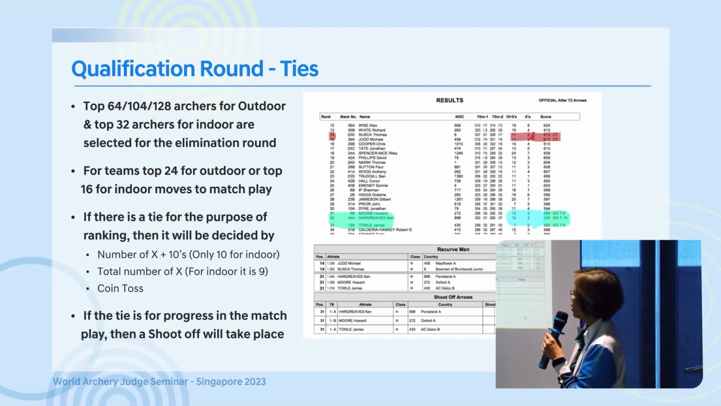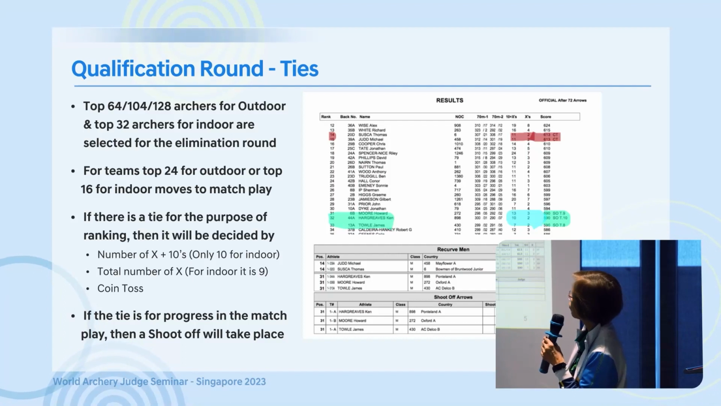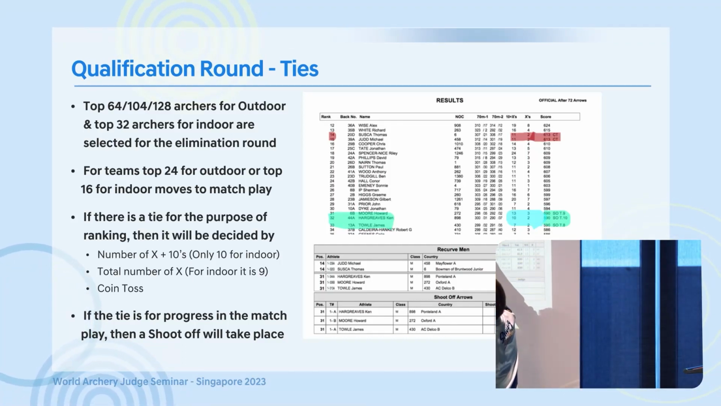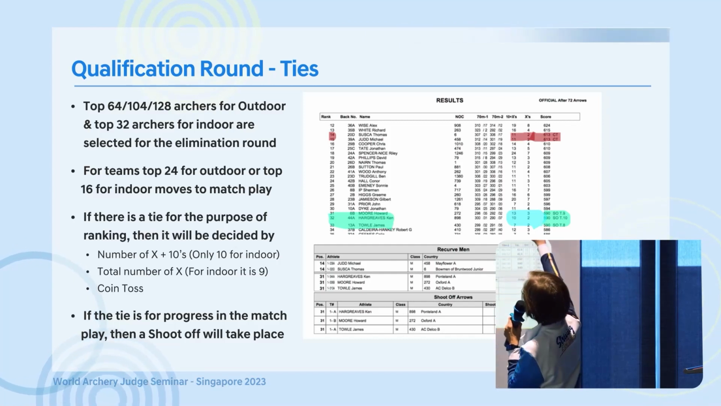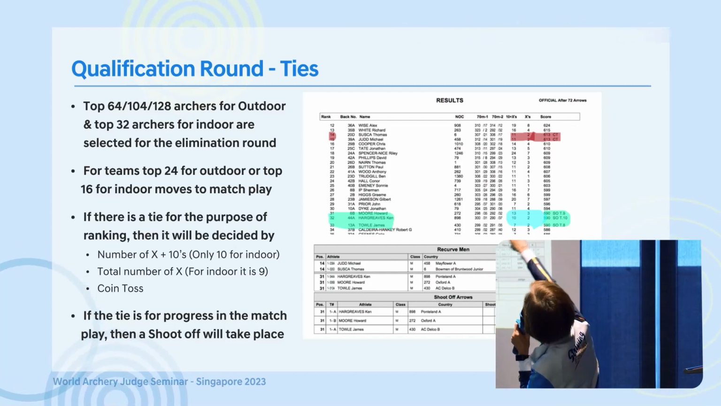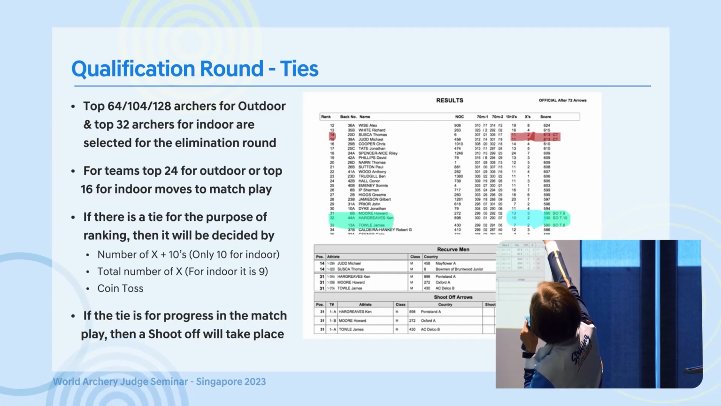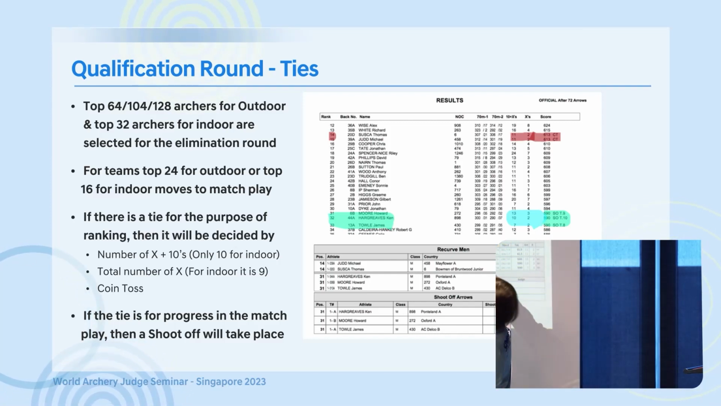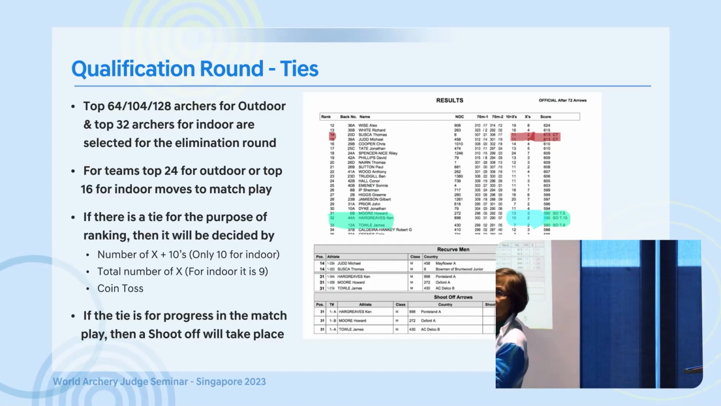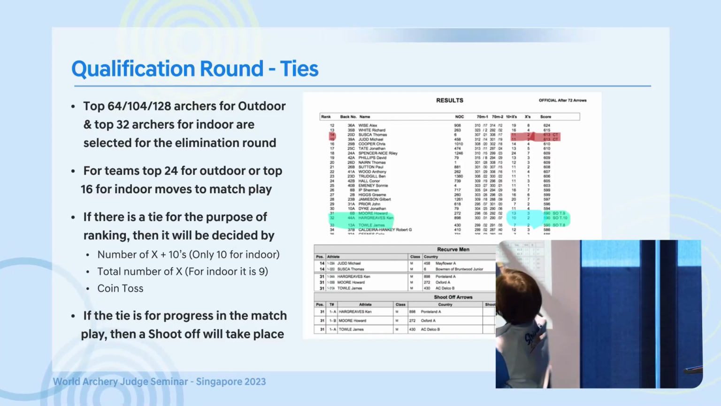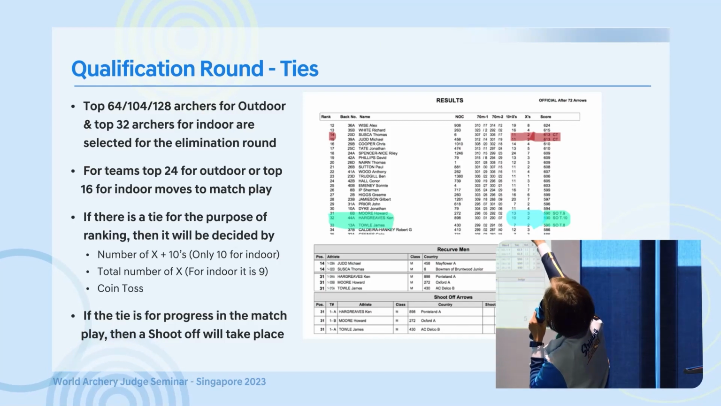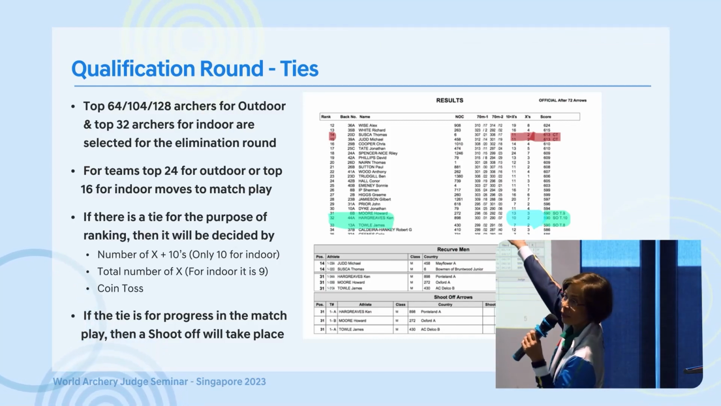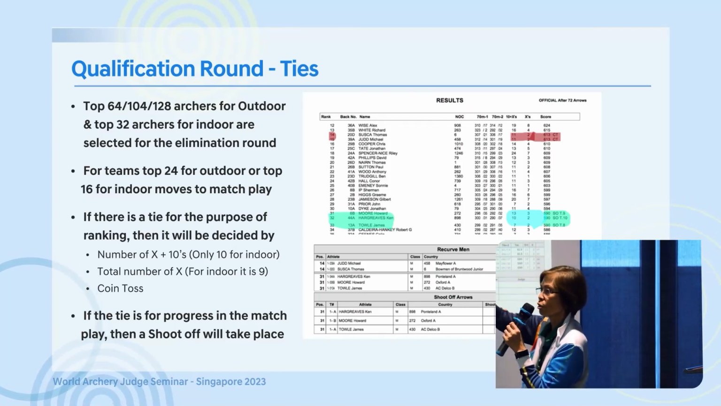Okay? And this is the example. On top there with the blue, if you can see it at the back, their scores are both 613. So they are tied for 14th and 15th place. And so what they did was just simply to count the tens and X's, and then they're still tied, and so they did a coin toss.